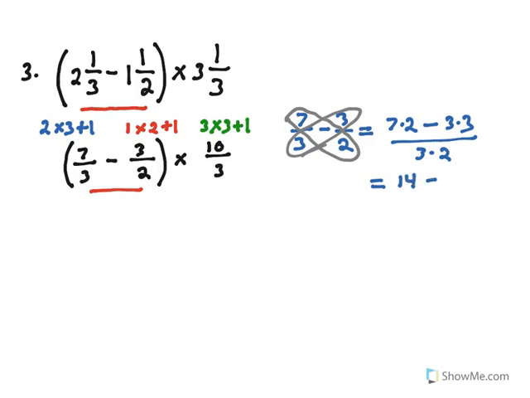7 times 2 is 14, 3 times 3 is 9, 3 times 2 is 6, okay, and when we do that, 14 minus 9 is going to give me 5 over 6. So we're going to replace this with 5 over 6. And that's going to be multiplied by 10 over 3.